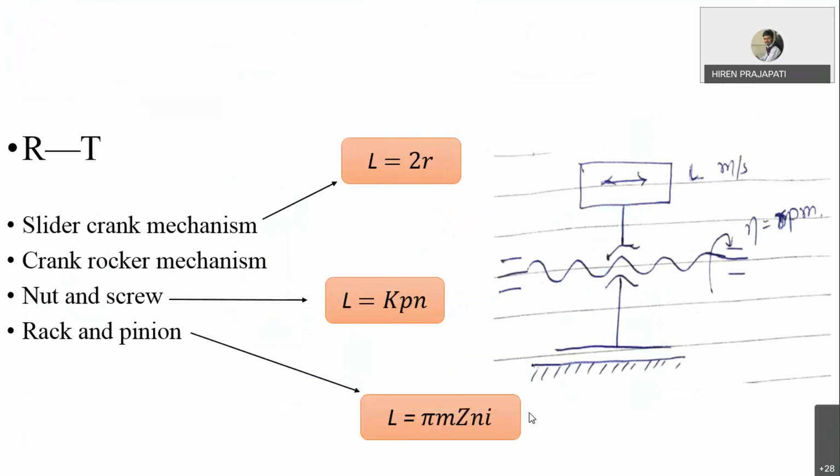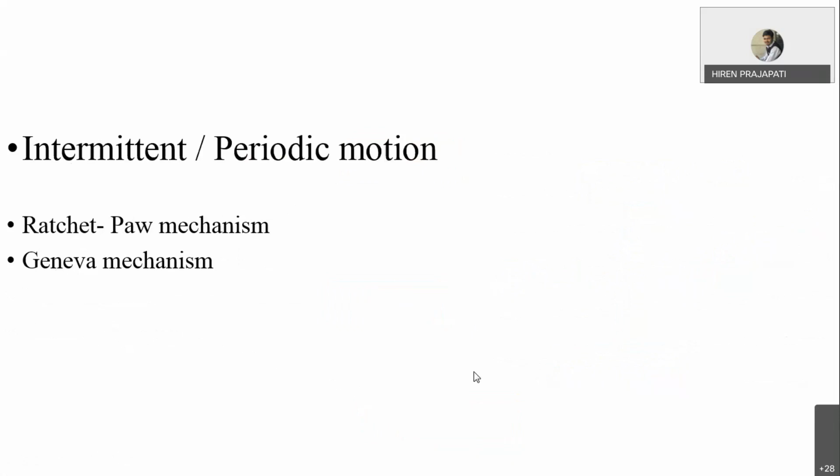So in case of rack and pinion, meshing is only possible if the module is the same in any gear drive. Then we can say the translatory motion of the rack is equal to pi m z n, where n is the rpm of the pinion, z is the total number of teeth present on the pinion, and m is the module of that pinion as well as the module of the rack. So this is the transmission between rack and pinion.